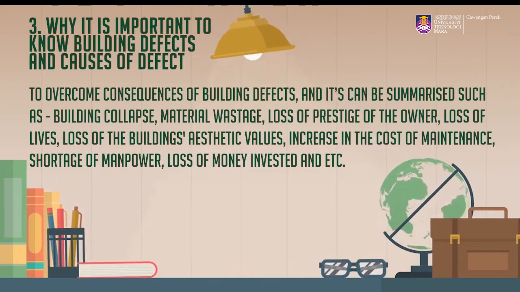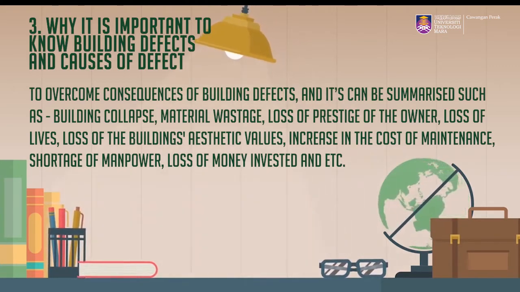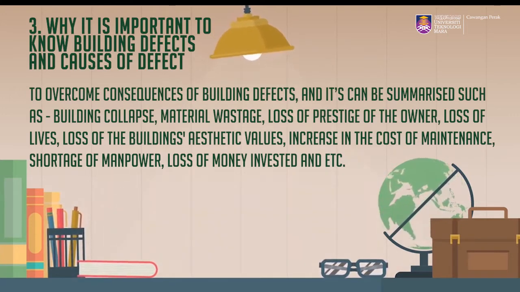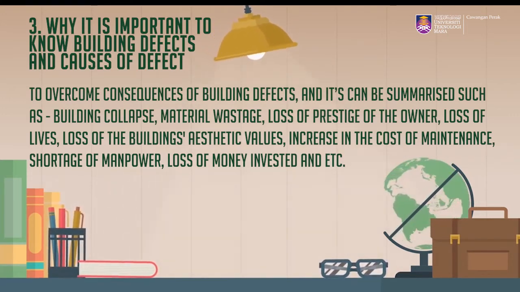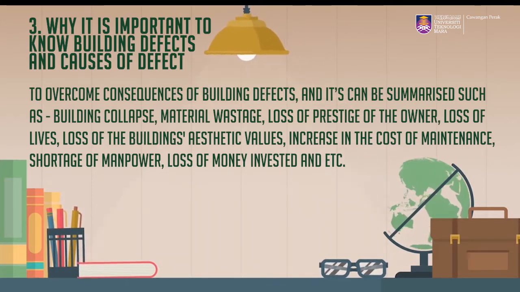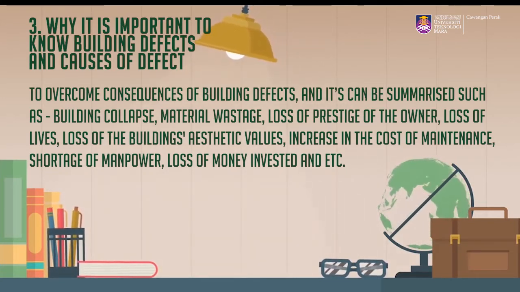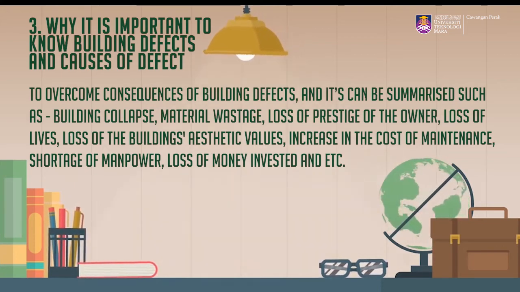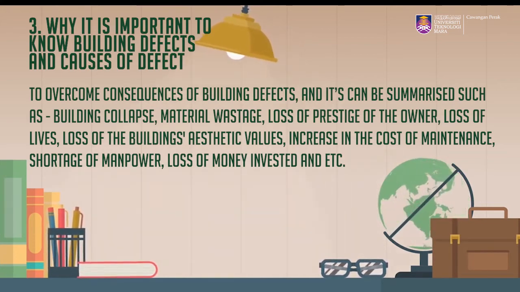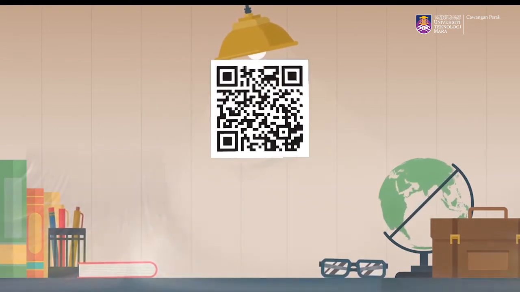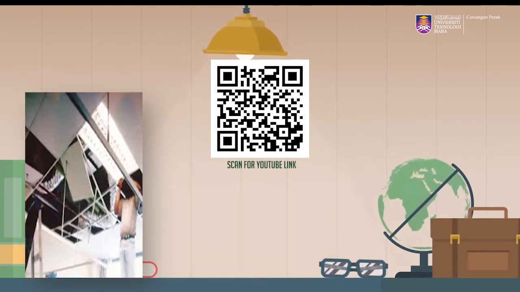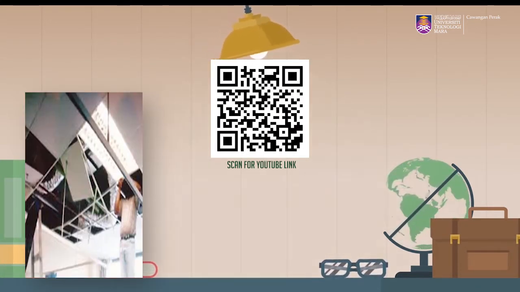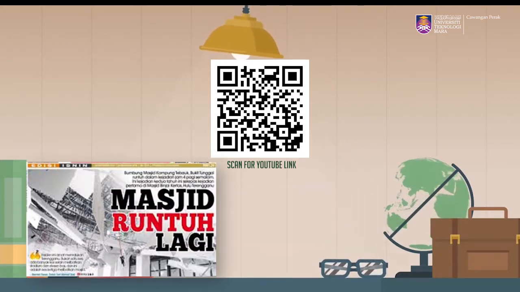Why is it important to know building defects and causes of defects? It is to overcome the consequences of building defects, which can be summarized as building collapse, material wastage, loss of prestige of the owner, loss of lives, loss of the building's aesthetic values, increase in the cost of maintenance, shortage of manpower, loss of money invested, and so on. Here is a YouTube link to see the importance of why we need to know building defects and causes of defects.